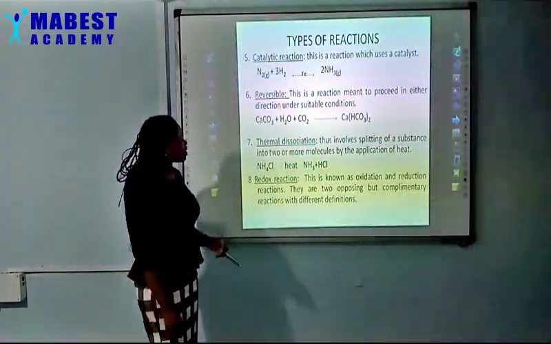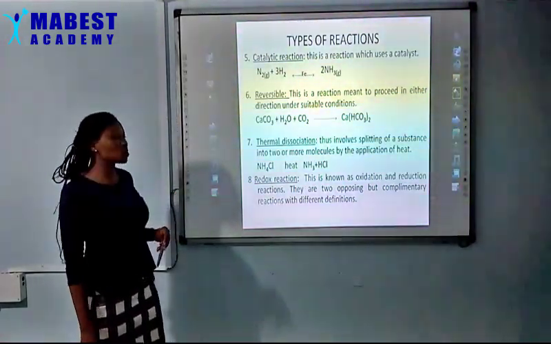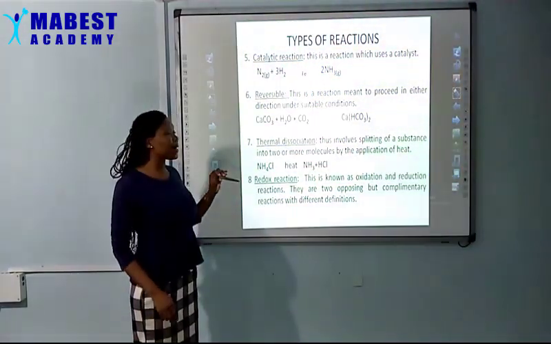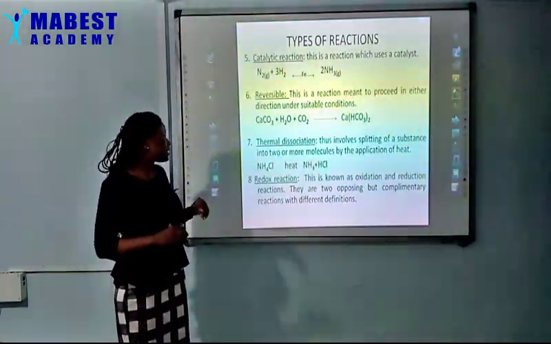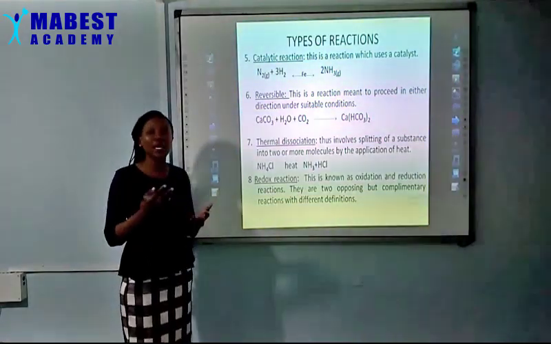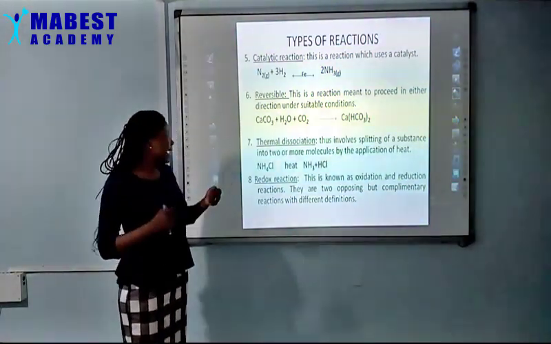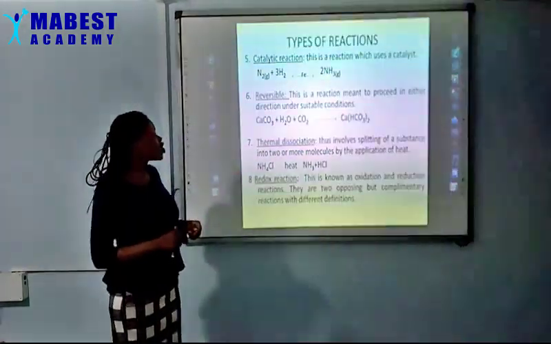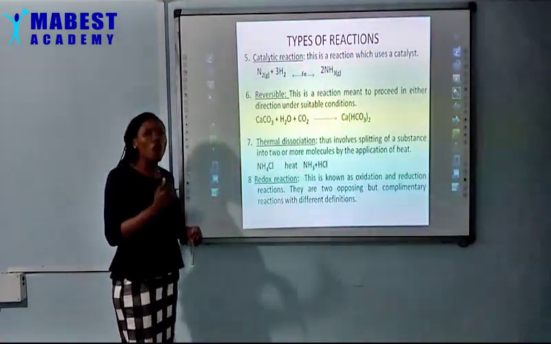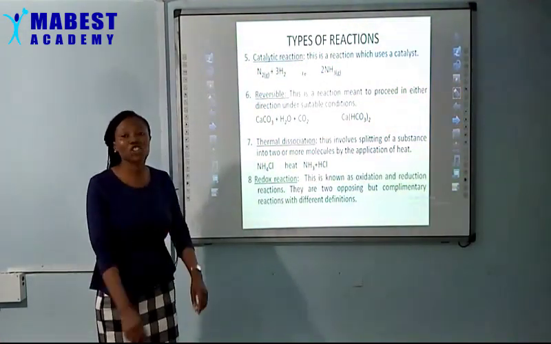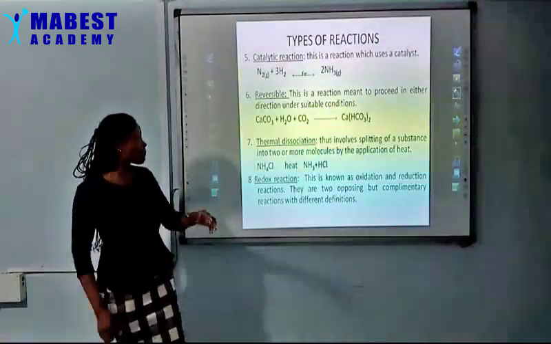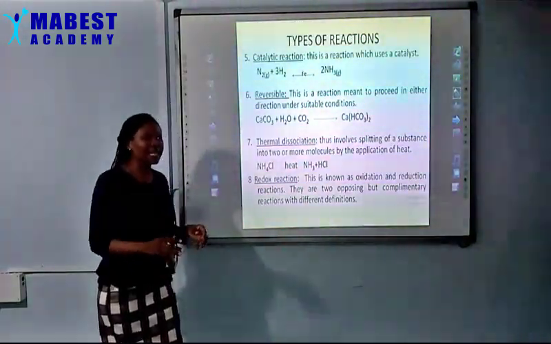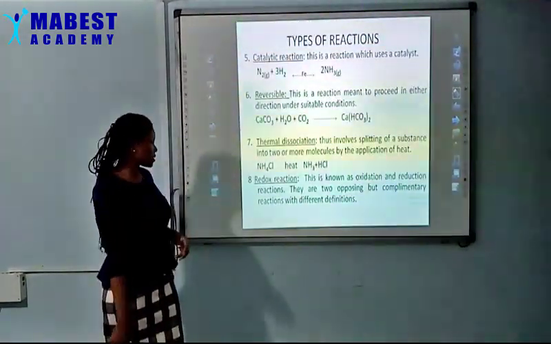Another type of reaction is thermal dissociation. The word thermal there actually means heat. That means this type of reaction is usually energized by heat. This involves splitting of a substance into two or more molecules by the application of heat. Once heat is applied, the bigger substance splits into smaller substances.